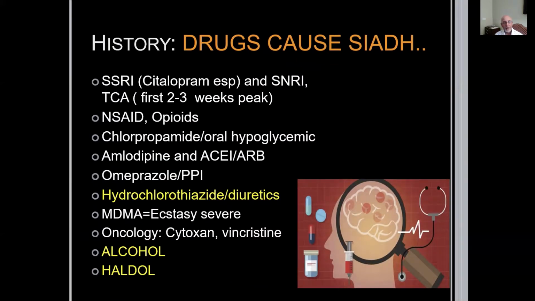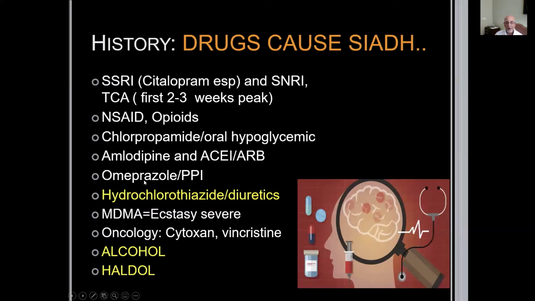The first most important issue in a patient with hyponatremia in this kind of situation is to get a good drug history. Many drugs cause SIADH. Currently, probably the most common drugs that cause SIADH are the antidepressants, SSRIs and SNRIs and tricyclics. Usually the hyponatremia occurs in the first 3 weeks. Other medications should be searched for, including over-the-counter nonsteroidals, prescriptions for opioids, oral hypoglycemics, antihypertensives, including amlodipine, which this patient is taking, as well as ACE inhibitors and ARBs.